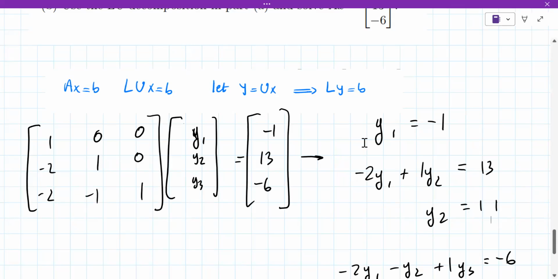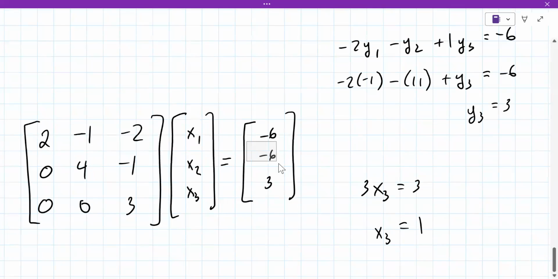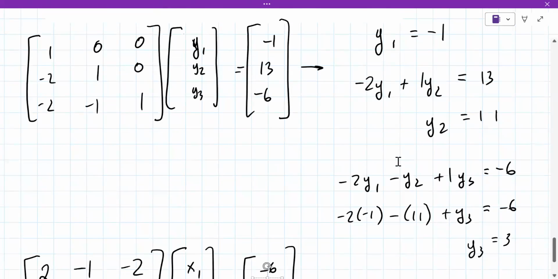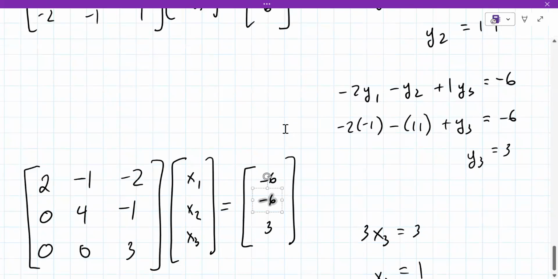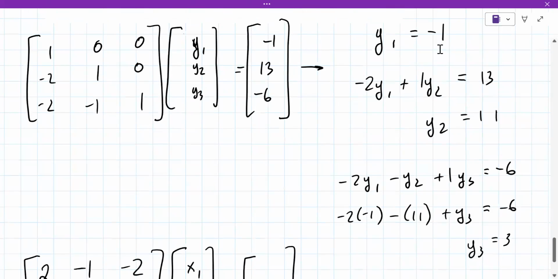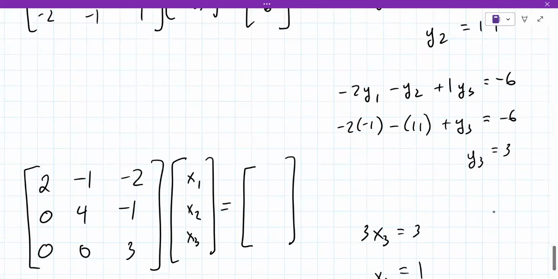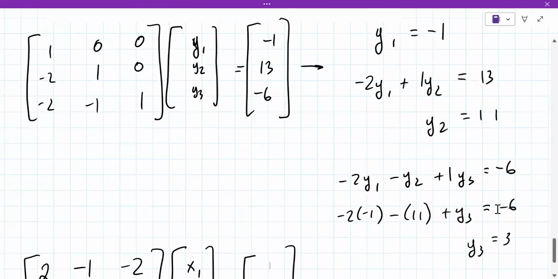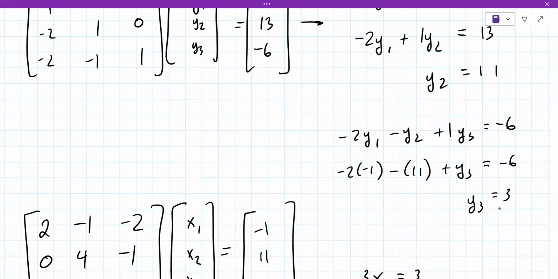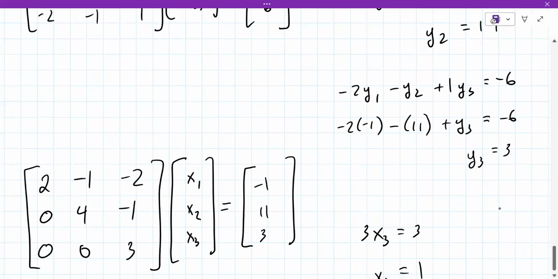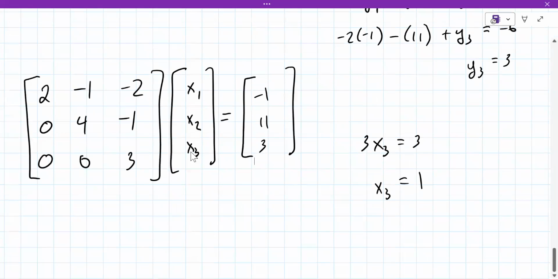Did I not put 11? Oh, I didn't put 11 in here. That's why. I didn't put any of these numbers in here. Well, that's just terrible. Okay, I see the issue now. The issue is I didn't put y1, y2, and y3 in here. That's why the error is coming. So we got -1, 11, and 3. All right, now it should work.